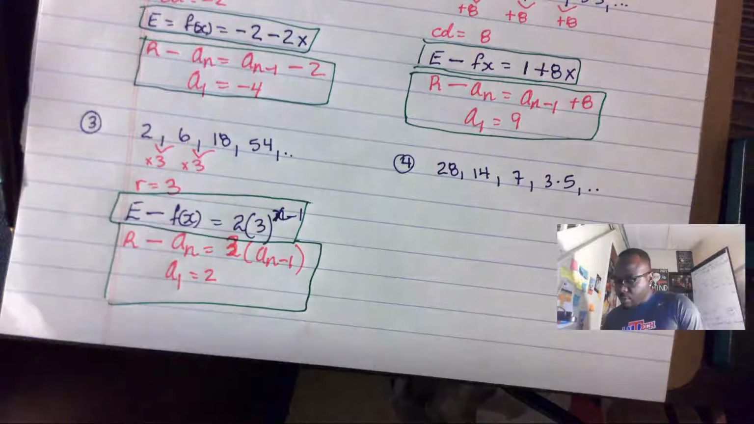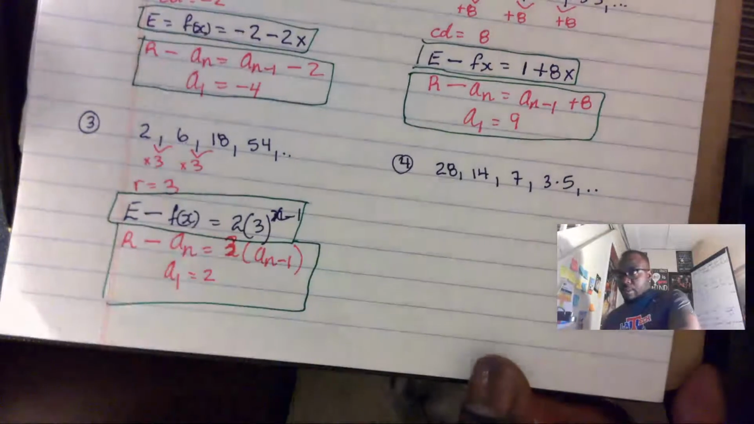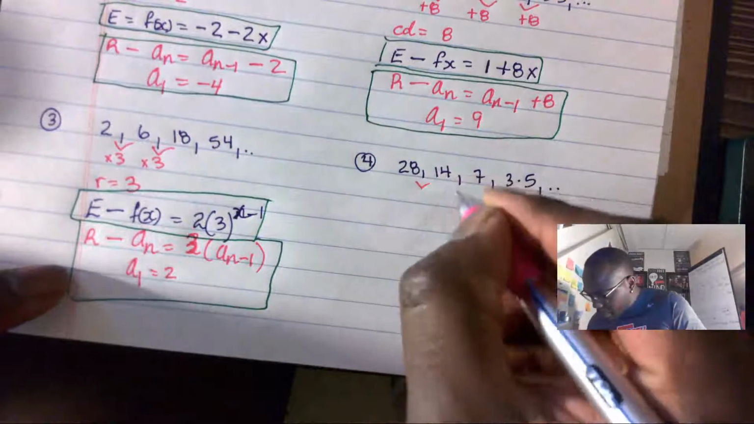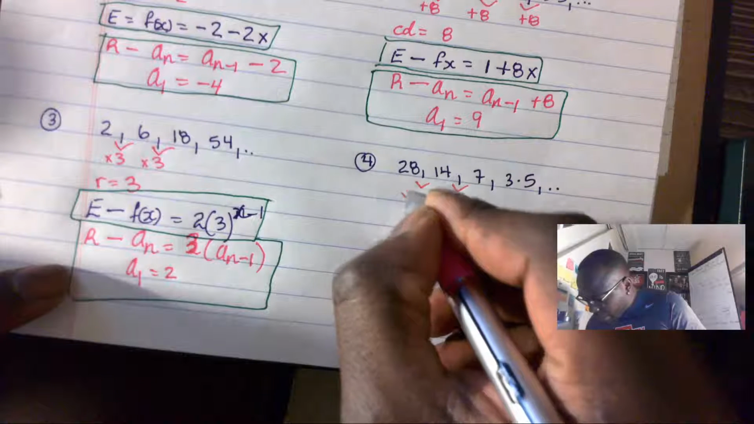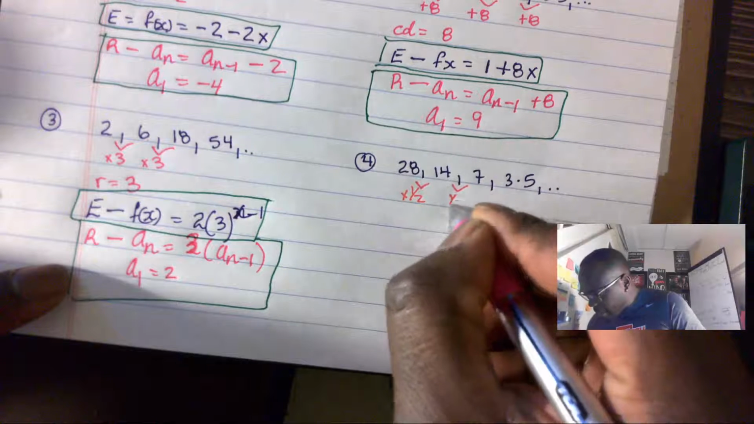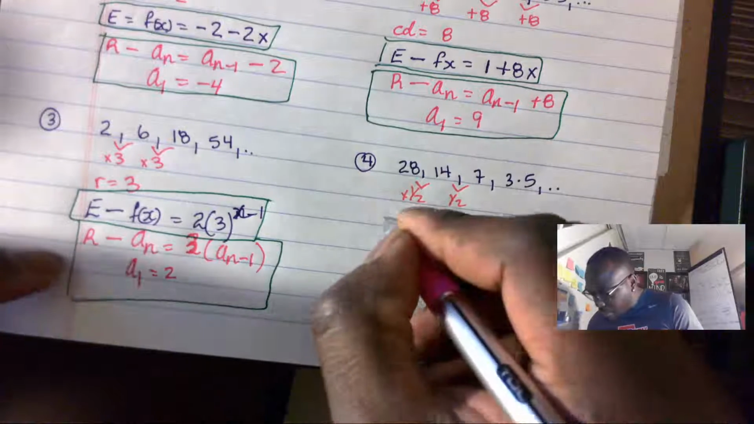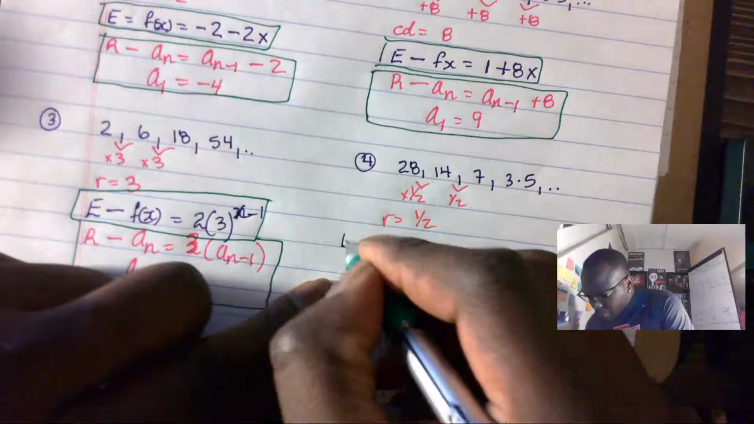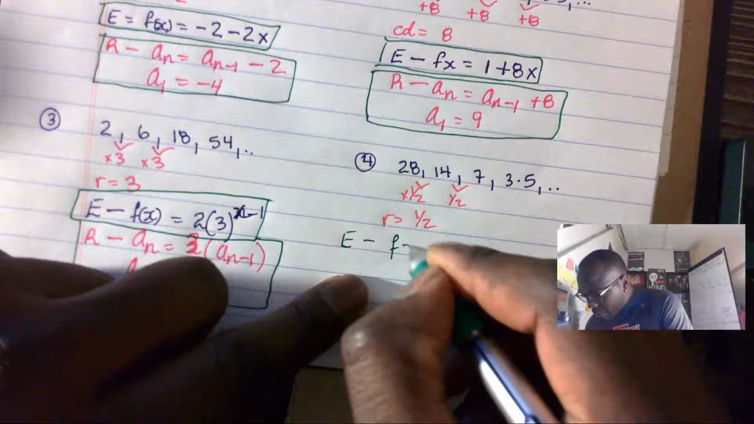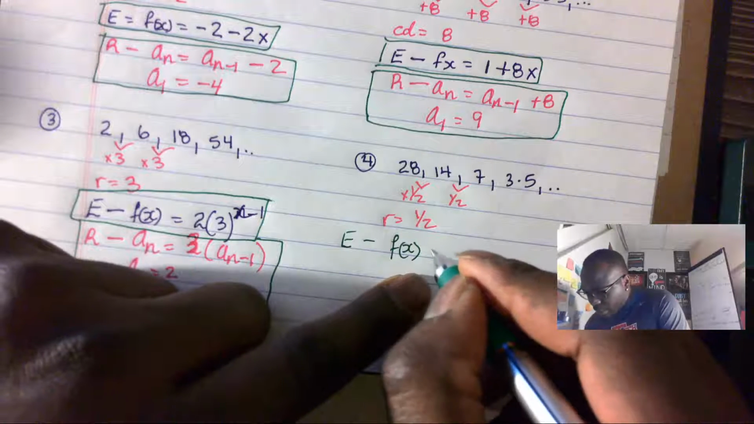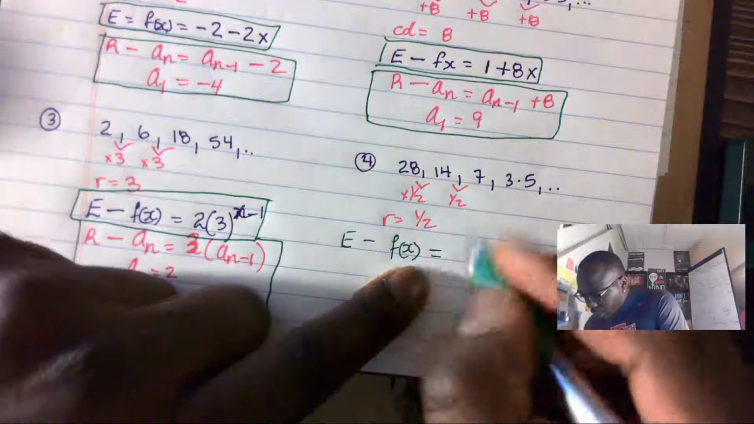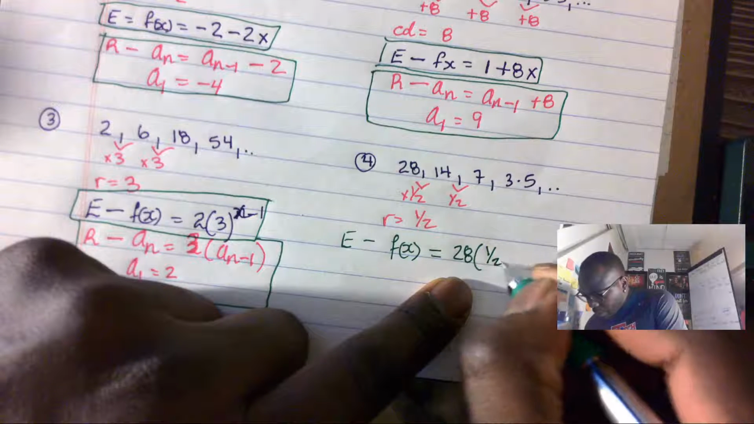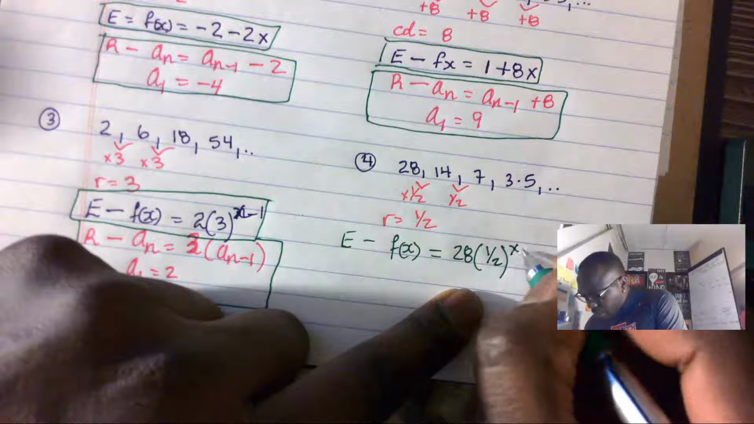So let's look at one more example real quick here. How does it change? I realize that they multiply by a half, and the same thing. So my common ratio is equal to 1/2. So we're doing my explicit: f of x is equal to, again with explicit, remember it's a1, my first term, which is 28. So it's going to be 28 times r, which is 1/2, and it's going to be raised to the x minus 1.